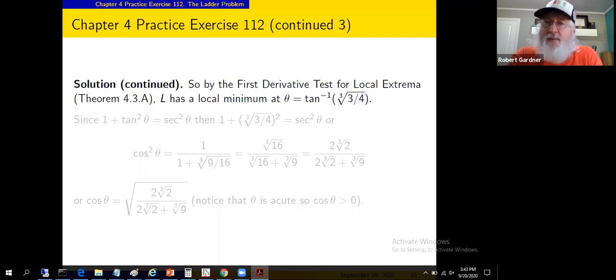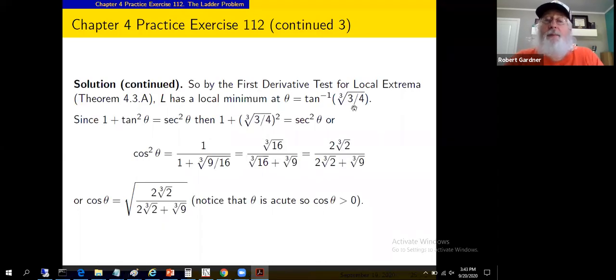All right, so they didn't ask us anything about theta, they asked us about L. What is the minimum length? Remember they wanted it to the nearest foot? All right, so now I have to take theta, substitute it back into L, and express the length in terms of this information.